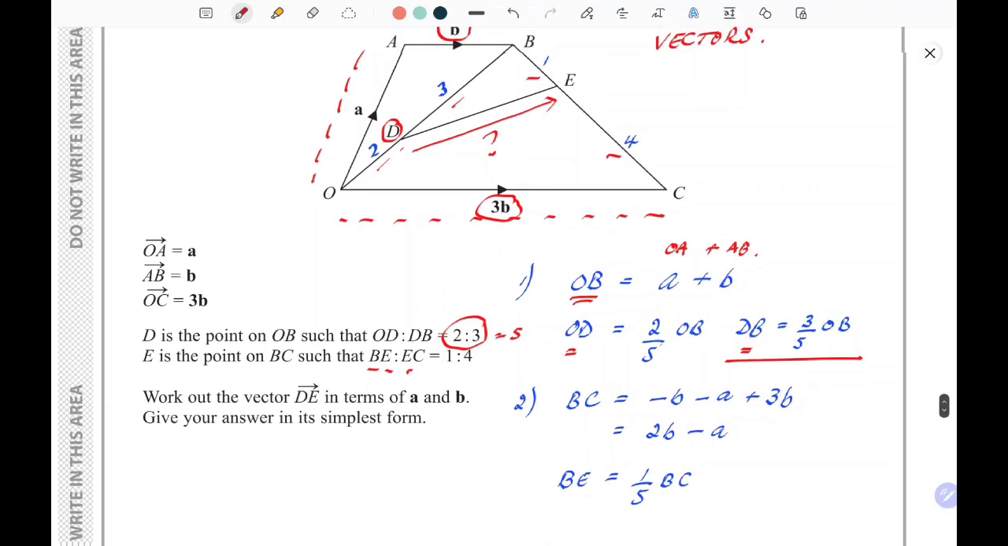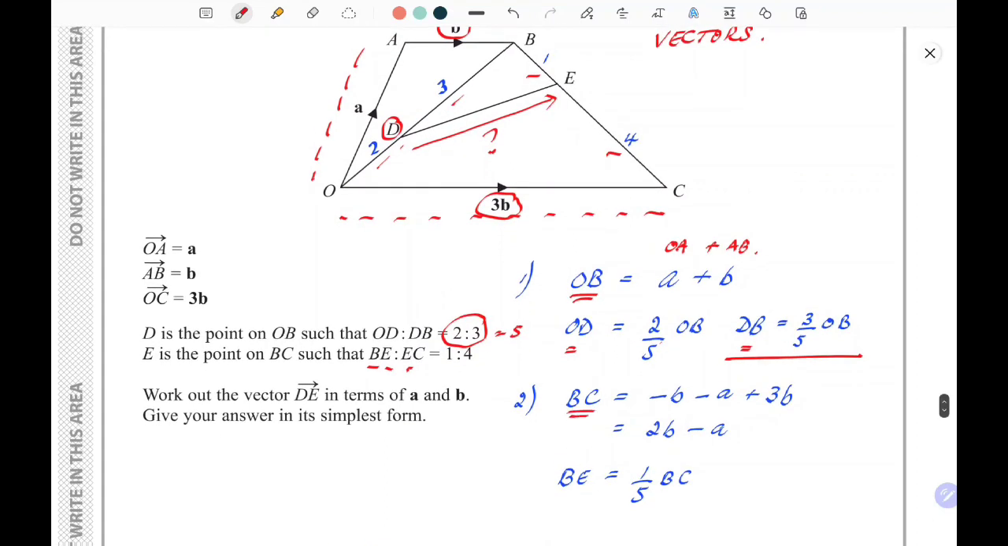Next thing we want is BC. And that one is effectively taking a route which goes, let me just put that here, BA plus AO plus OC. So that's minus B minus A plus 3B. And that all comes to 2B minus A.